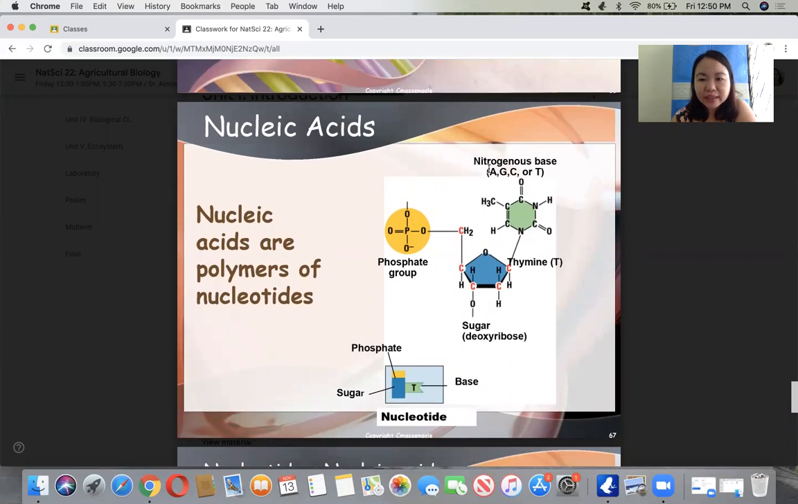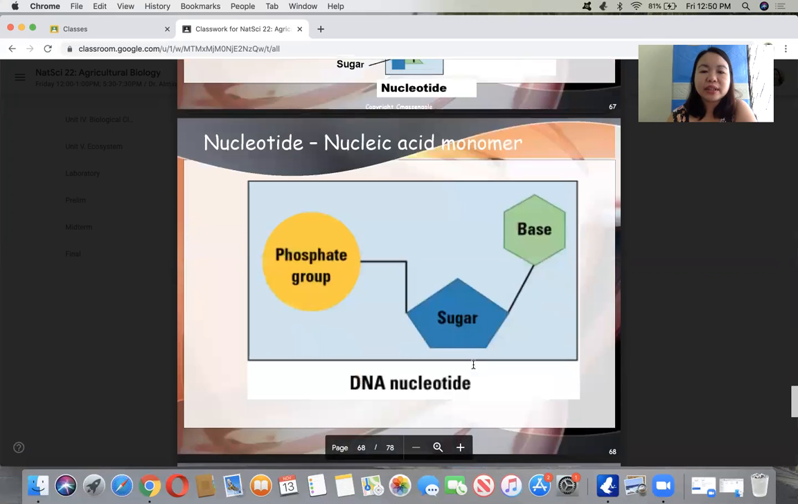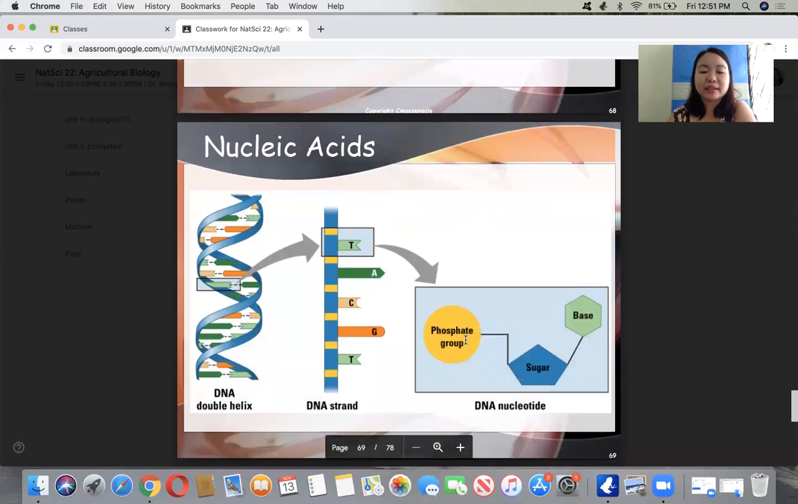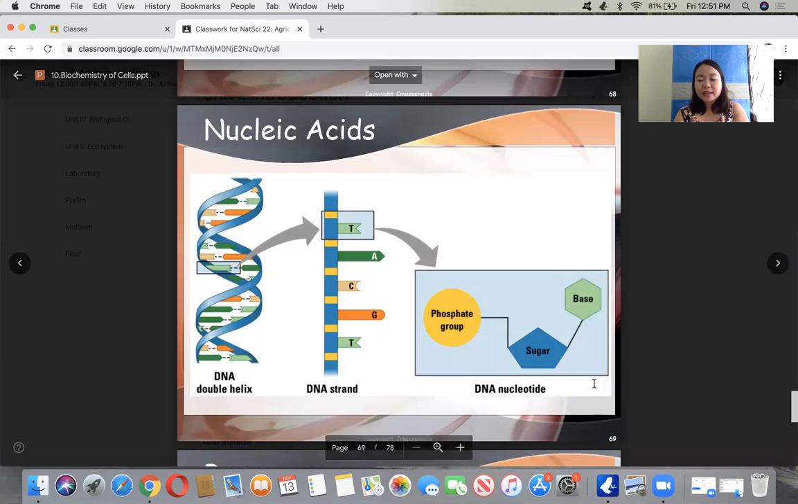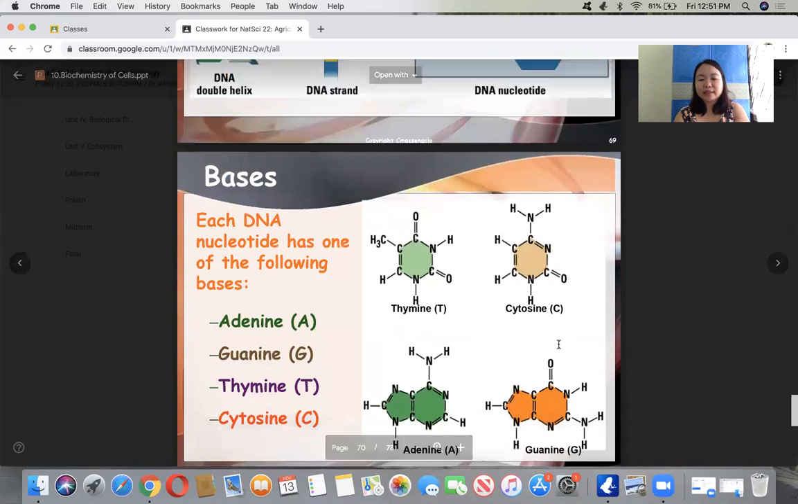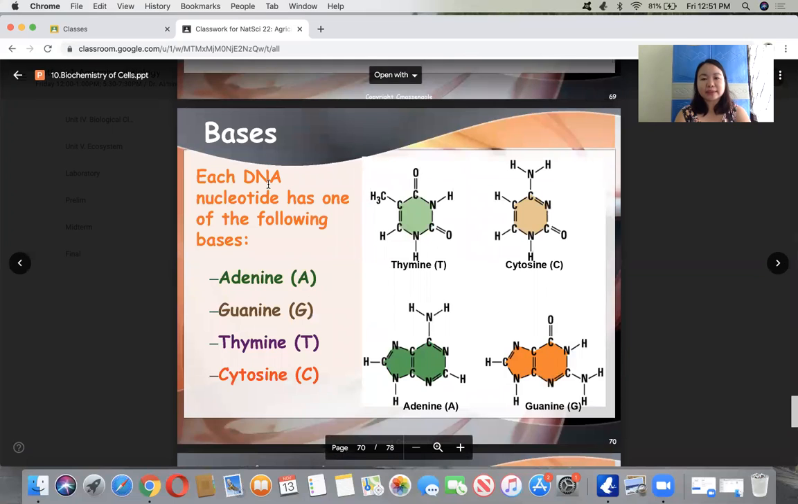We have here the nitrogenous bases: adenine, guanine, cytosine, or thymine, the phosphate group, and the sugar deoxyribose, the thymine and phosphate sugar nucleotide base. So the nucleotide is the nucleic acid monomer. We have the phosphate group, sugar, and base. This is the typical DNA nucleotide. So once again, the nucleic acid looks like this structure with a DNA double helix, DNA strand, and the whole DNA nucleotide. So what are these bases?